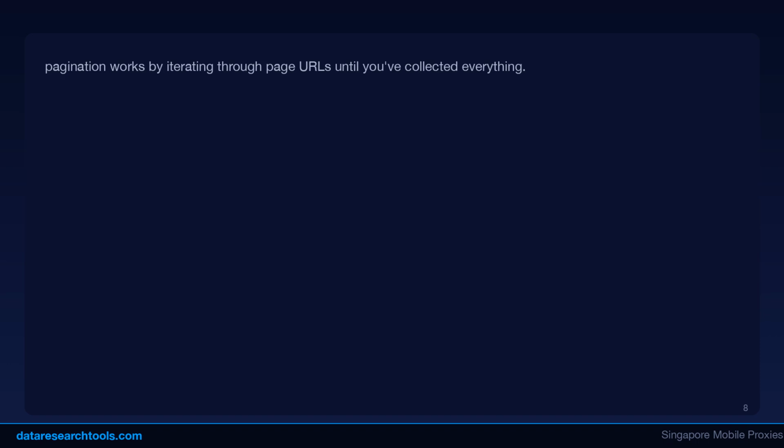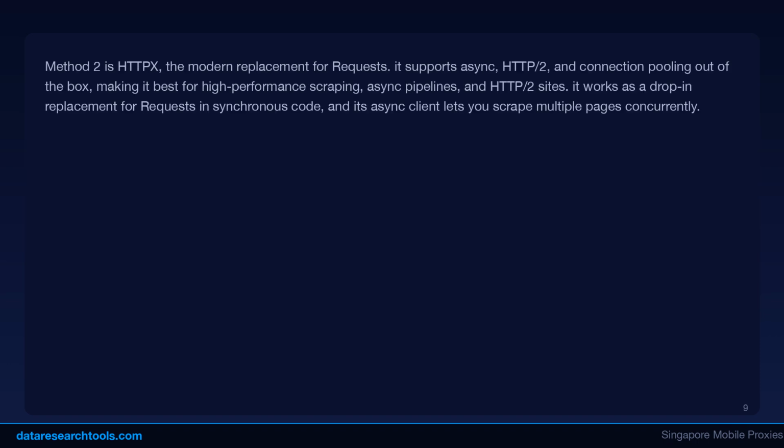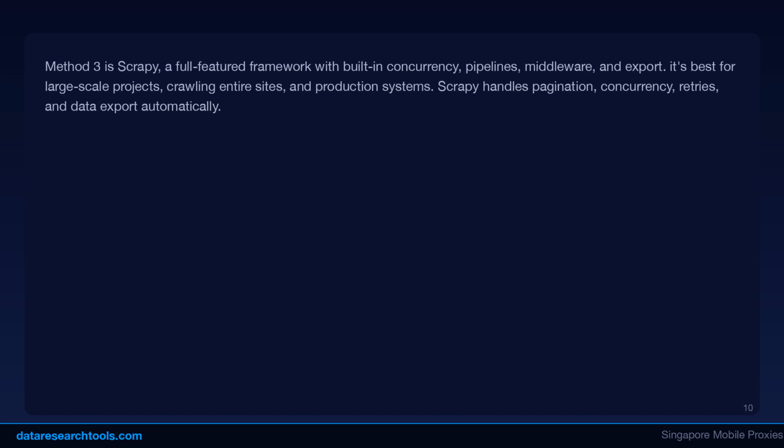Method 2 is httpx, the modern replacement for requests. It supports async HTTP and connection pooling out of the box, making it best for high-performance scraping, async pipelines, and HTTP2 sites. It works as a drop-in replacement for requests in synchronous code, and its async client lets you scrape multiple pages concurrently. Method 3 is Scrapy, a full-featured framework with built-in concurrency, pipelines, middleware, and export. It's best for large-scale projects, crawling entire sites, and production systems. Scrapy handles pagination, concurrency, retries, and data export automatically.